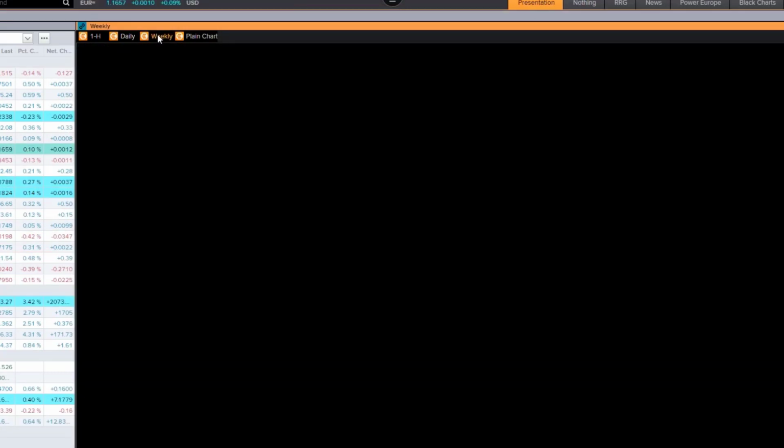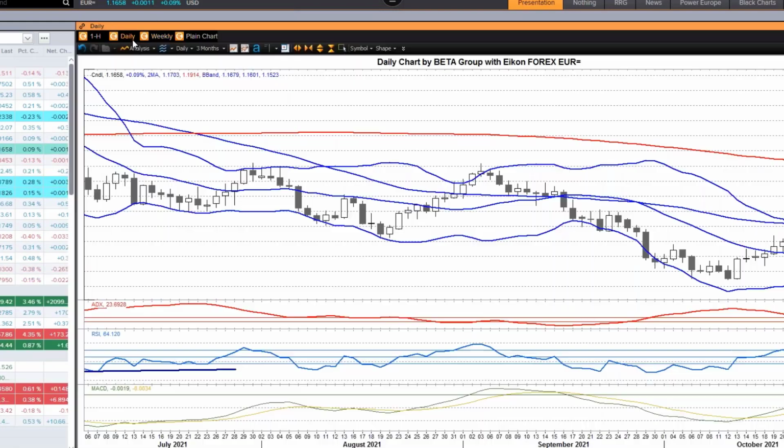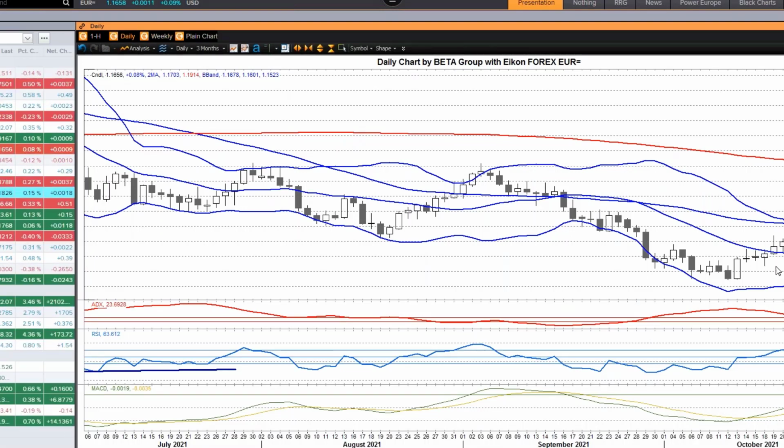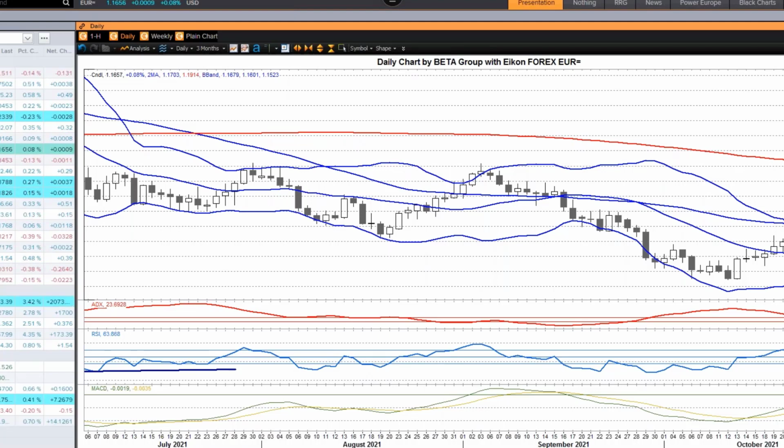I'll look at the weekly chart first, just to see that we have got these lower highs and lower lows patterns in play. A bit of a rally going on here, but the MACD is still negative. So if you use that as your long-term definition, it's a bear market rally. On the daily chart, here's this rally going on now. We are between the 20 and 50-day averages.